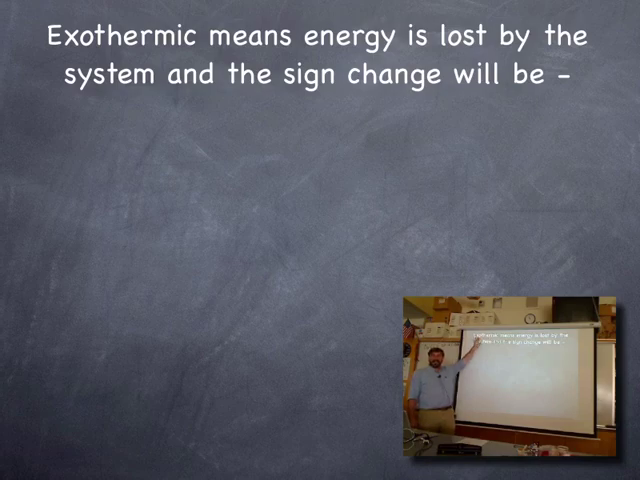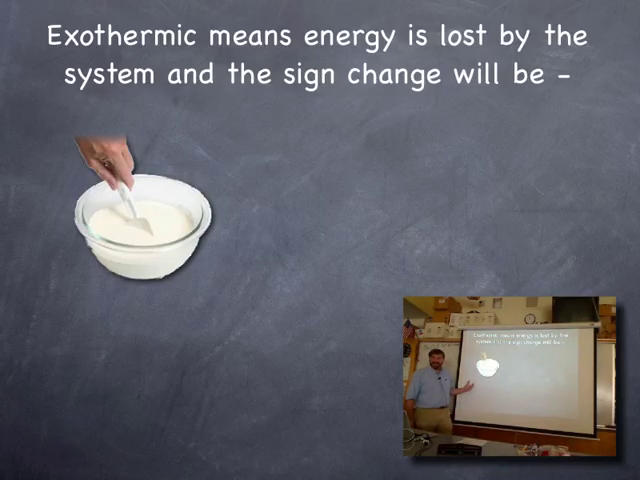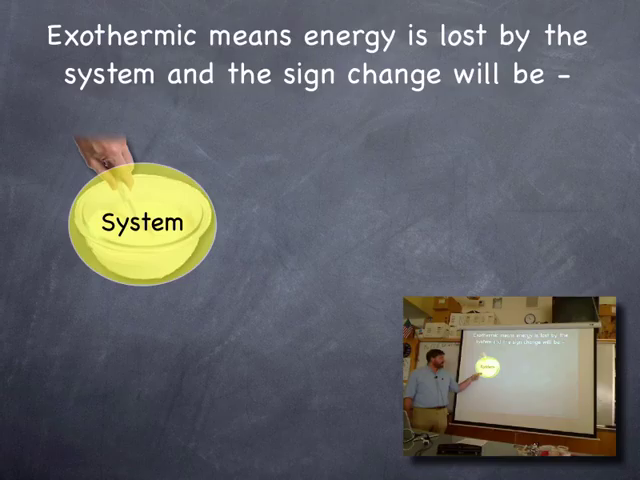Exothermic: exo, like exoskeleton, out; thermic, energy, or heat. So exothermic means that energy is lost by the system, and the sign change will be negative. It means that our system, the thing we're interested in, is going to lose energy. That's an exothermic change. In our case, the system is our stuff, our mixture. That's our system, and we're talking about it losing energy.